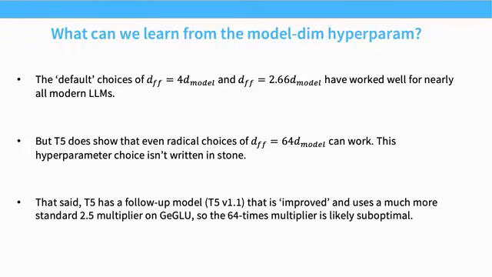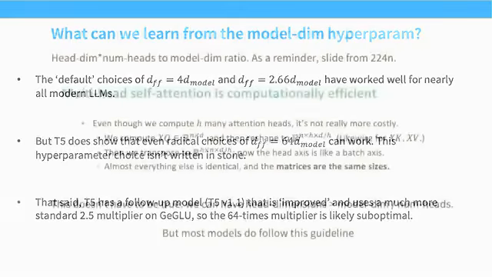And I think the funniest part of this saga, the punchline of the T5 saga to me, is that they have a follow-up model, T5 v1.1, that's supposed to be the improved version of T5, and they kind of go back to the standard 2.5 multiplier. So there's nothing explicitly stated here, but clearly, when they tried to update T5, they decided that they wanted to go back to a more standard multiplier, which I find to be a little bit funny.